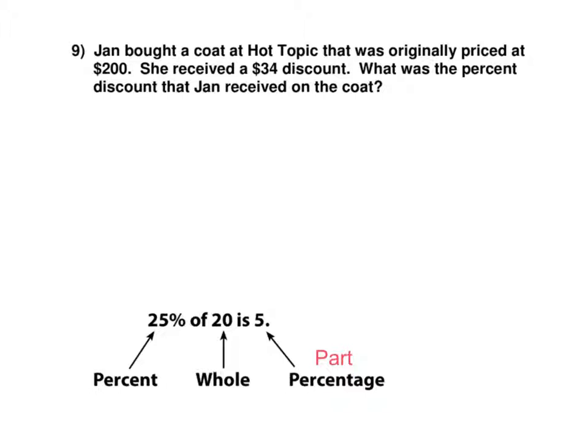Jan bought a coat at Hot Topic that was originally priced at $200. She received a $34 discount. What was the percent discount? So we're going to use this equation. So you put the percent first. We don't know what the percent is, so we're just going to put x as our percent times the whole. So what is the whole? 200 was the original price, so that's going to be the whole, is equal to $34.